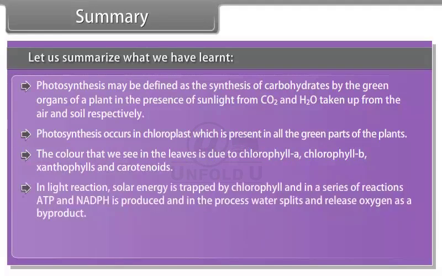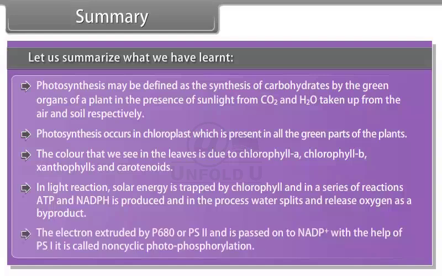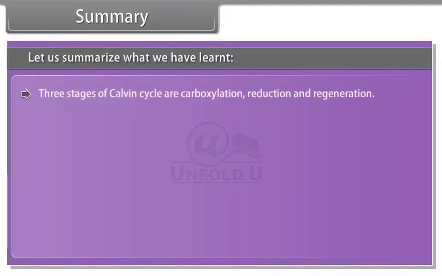In the light reaction, solar energy is trapped by chlorophyll, and in a series of reactions, ATP and NADPH are produced, and in the process, water splits and releases oxygen as a byproduct. The electron extruded by P680 or PS2 is passed on to NADP+ with the help of PS1. It is called non-cyclic photophosphorylation. The 3 stages of the Calvin cycle are carboxylation, reduction and regeneration.